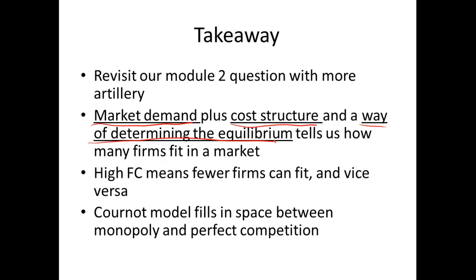Now, an important intuitive point is that higher fixed costs means that fewer firms can fit, and vice versa. And then I guess the final point is that the Cournot model that we've been working with in this homogeneous goods duopoly set of slides basically fills in the space between monopoly and perfect competition. As the number of firms is countable and small, then grows, we have a way of thinking about what happens to prices, quantity, and profits, and so forth. And as the number of firms in the market approaches a large number, even this Cournot model ends up looking like perfect competition.